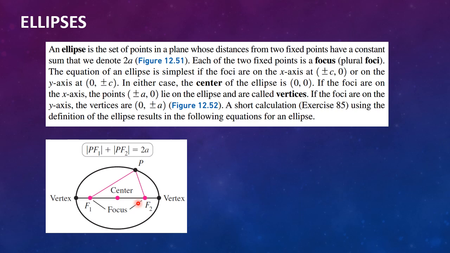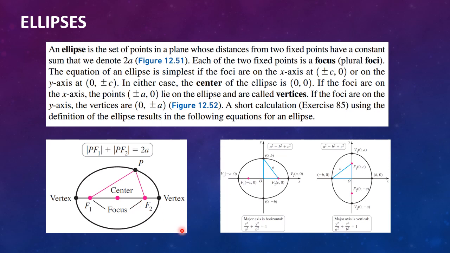The equation of an ellipse is simplest if the foci are on the x-axis, at the points (plus or minus c, 0), or on the y-axis, at (0, plus or minus c). In either case, the center of the ellipse is (0, 0), as you see in this other diagram.